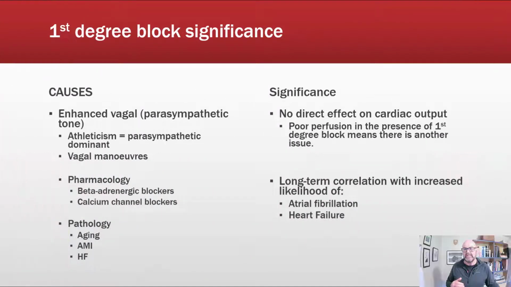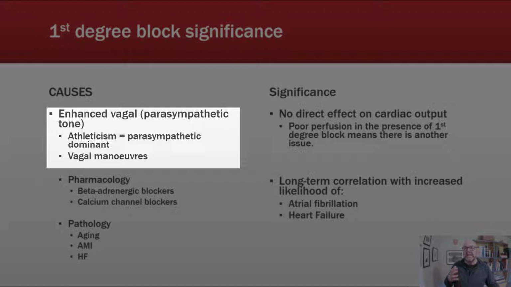First degree blocks can be a result of physiology. In other words, a normal finding, which might be the case, say, with an athlete who tends to have parasympathetic dominant fitness. The AV node contains many parasympathetic nerve endings. So parasympathetic stimulation is going to slow the speed of impulses through the nodal tissue. This is going to equate to a longer transmission time and hence a longer PR interval.